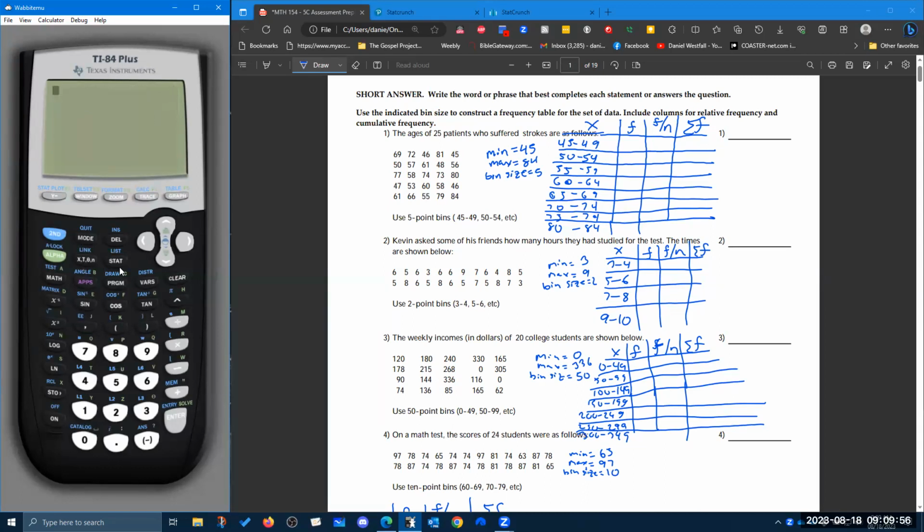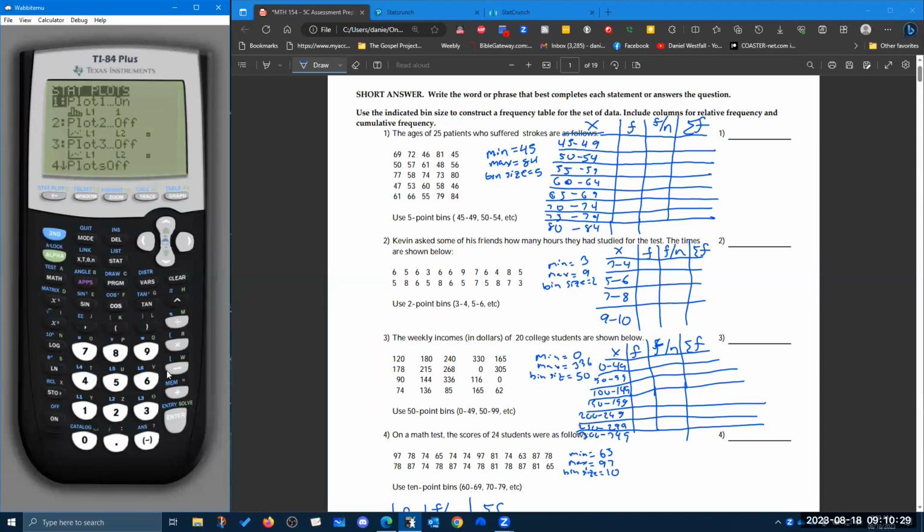If you come into your stat menu, there's an option right there that says sort ascending, and we just do second L1 for list 1. When I come back now, list 1 is sorted for me from lowest to highest value. I could go and manually count this, but it's easier for me to set up a histogram and let the calculator do that calculation.